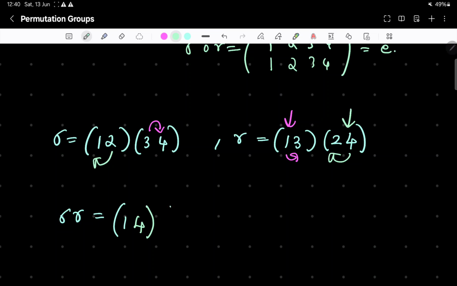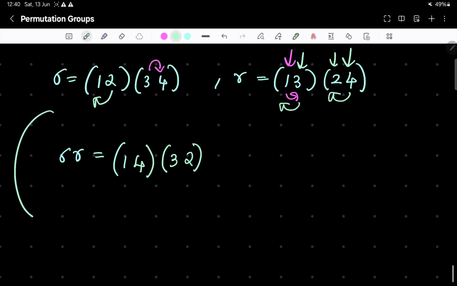Okay, now start a fresh one, 3. 3 goes to 1. Where does 1 go? 1 goes to 2. So you write 2 here. Now that 2, you start here. 2 goes to 4. 4 goes to 3. 3 is already in the cycle. So this will be the answer.